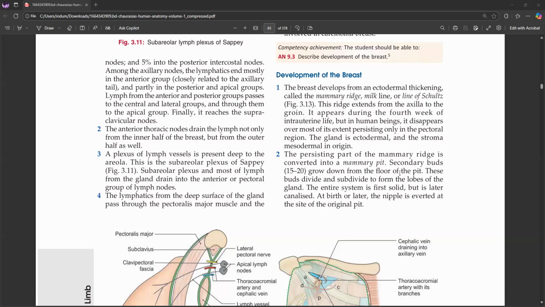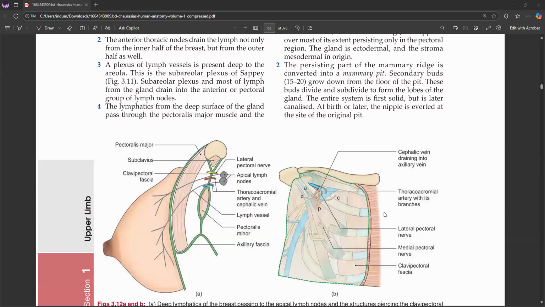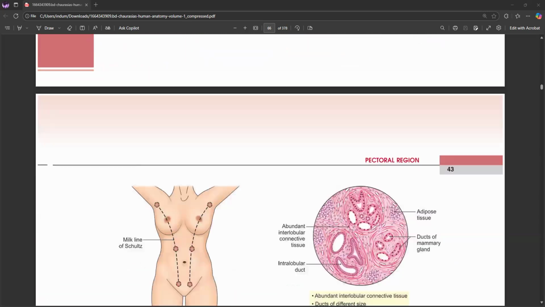Number 2. The persisting part of the mammary ridge is converted into a mammary pit. Secondary buds grow down from the floor of the pit. These buds divide and subdivide to form the lobes of the gland. The entire system is first solid and is later canalized. At birth or later, the nipple is everted at the site of the original pit.